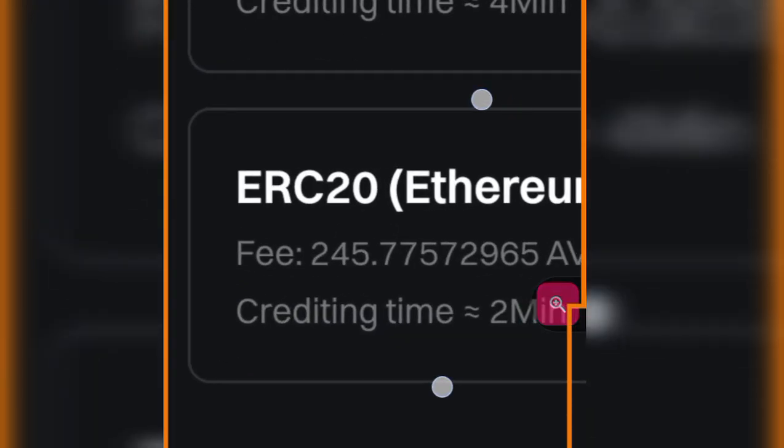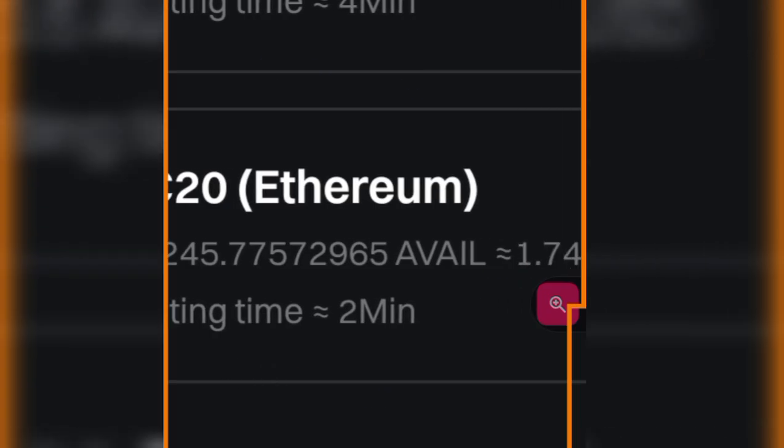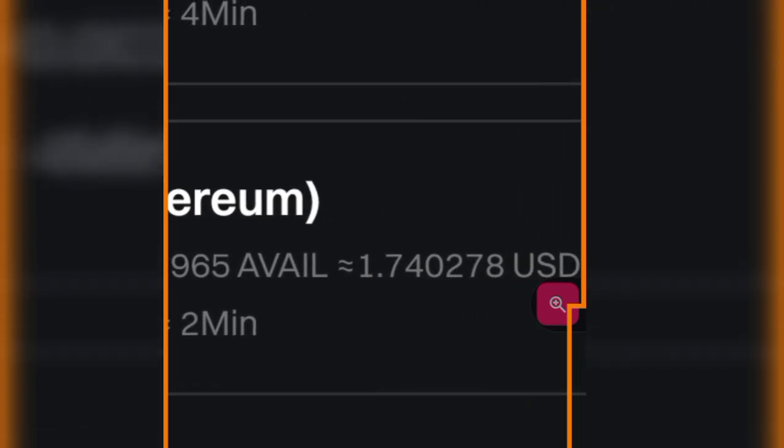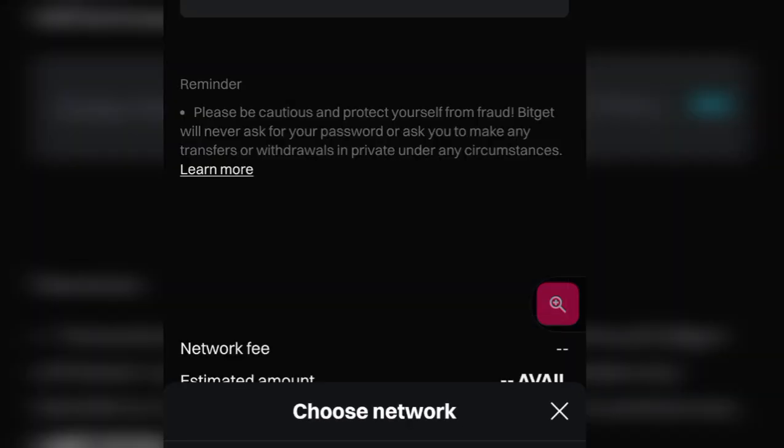The fee is actually 245.77 Avail. What is that coming to? That comes to 1.74 USD. Okay, ERC20 is always very expensive. So put this on your mind. We will have to go check in Bybit whether it has AVL or it has ERC20. Okay, so now I have already copied that. Let's quickly go over to Bybit.